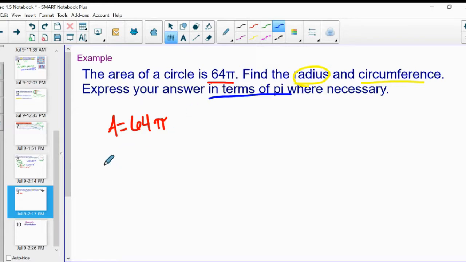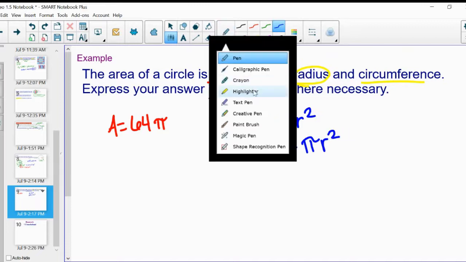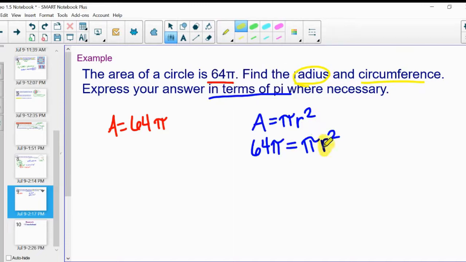So let's think about our area formula, right? Area is pi r squared. So this time we know the area. So on the left side, I'm going to plug in 64 pi. And then on the right side, leave it as pi r squared. And here I need to solve for r. So we're going to have to use some of our algebra skills of solving equations to get r by itself.